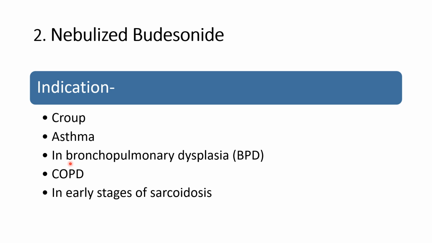It is also effective in preventing bronchopulmonary dysplasia in preterm babies who are in the NICU and on long oxygen therapy or mechanical ventilation. There are chances of developing BPD. So it is effective in prevention and also has a therapeutic role whenever a patient develops BPD. Also effective in COPD and in the early stage of sarcoidosis. So these are the indications of nebulized budesonide.